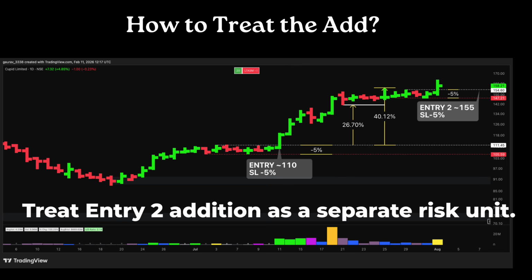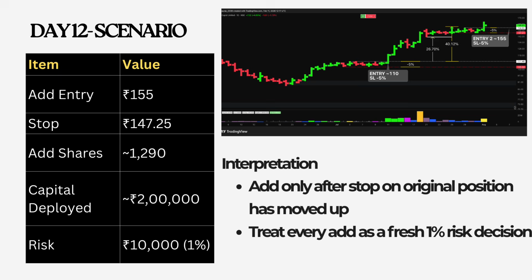When you are entering here at entry 2, which is around 155 rupees, you are treating this as a separate trade, a new trade. So your risk-reward and everything will be exactly the same as we discussed earlier. Let's assume that on day 12 we are going to add the next tranche to my existing trade. The entry point will now be 155 with a stop loss of 5%. Capital deployed would again be 2 lakh rupees. When you divide the overall risk of 10,000 by 5%, you will see that the capital deployed can again be 2 lakh. Now, if you divide by the price, which is 155, approximately 1290 shares you will be able to add over here.